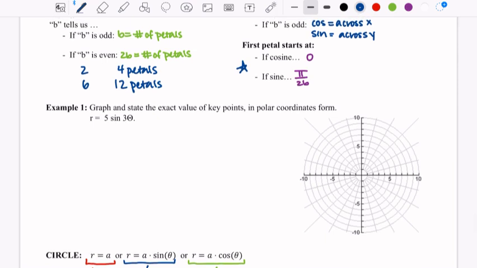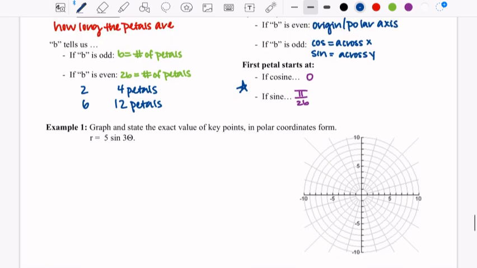Okay, so in example 1, we're going to graph the polar curve, and then we're going to state the exact values of key points in polar coordinate form. So we're going to look at r equals 5 sine of 3 theta. Before we even begin to graph this, knowing what the function is and knowing what we know up above, we should be able to picture or predict what's going to happen. First, the number that we have in front, that A coefficient, is 5, so that tells us that our petals will be 5 units long.